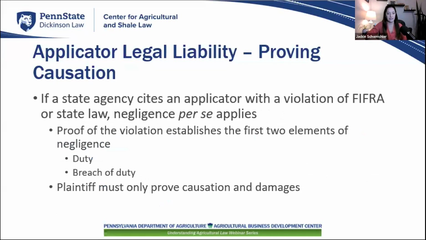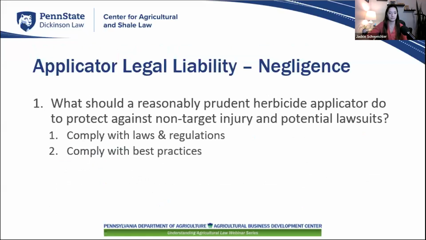Okay, so going back to the state agency testing. If the state agency tests the organic property and they determine that the applicator violated FIFRA or state law, the organic operator could bring a negligence per se lawsuit. In that case, the state agency has taken care of the first two elements of negligence, and then the organic operator only needs to prove causation and damages.